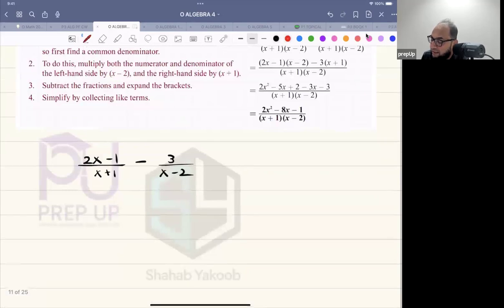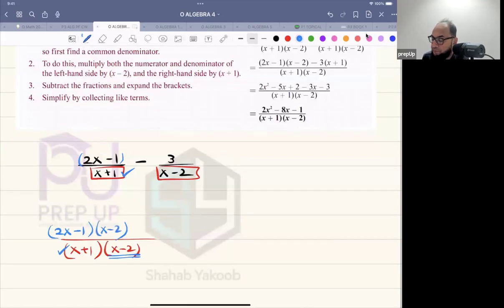When we take the LCM, these two will multiply because they are two different things, just like 3 and 7. What is the LCM? 21. So this is (x plus 1)(x minus 2). x plus 1 is common, so this x minus 2 will multiply with 2x minus 1. So 2x minus 1 gets multiplied with x minus 2. Similarly, this x minus 2 is also over here, so this x plus 1 will be multiplied with 3. So 3 times x plus 1, and there is a negative sign in the middle.